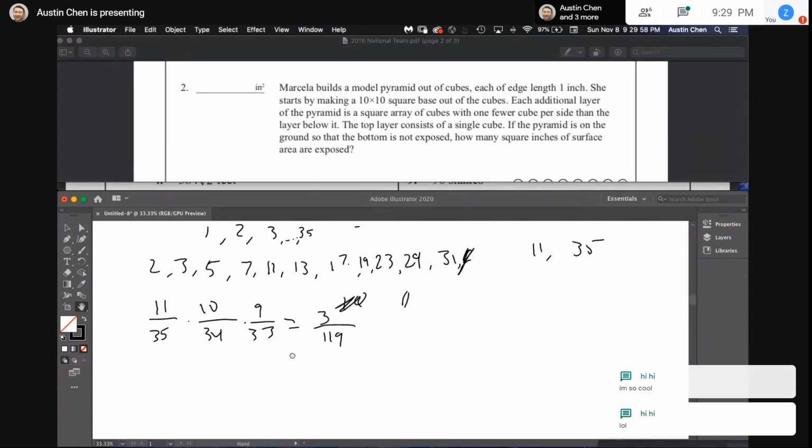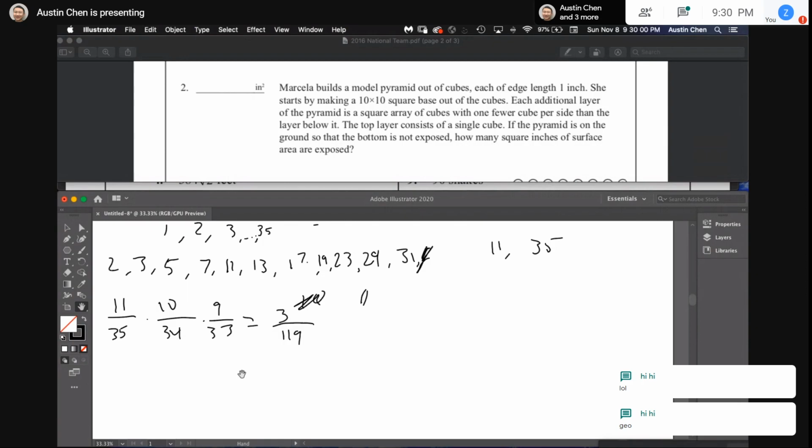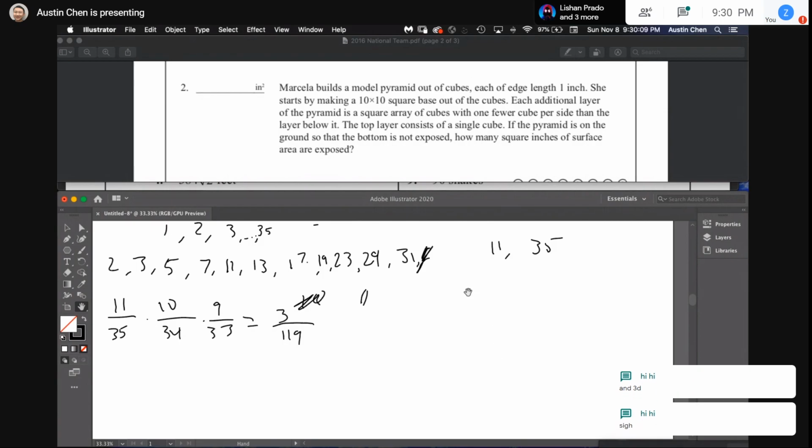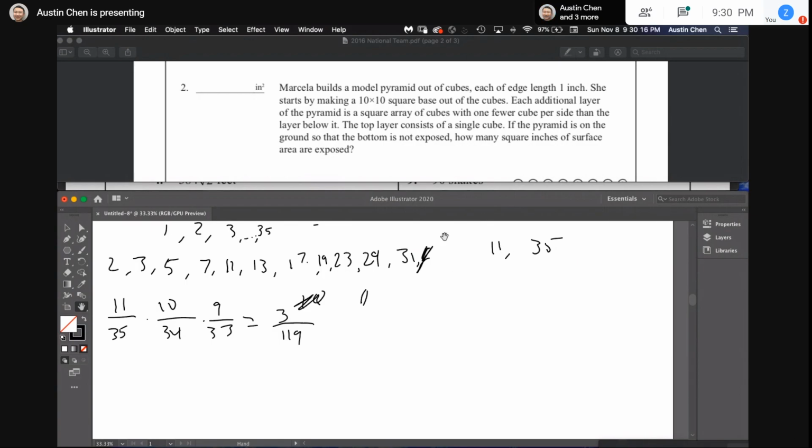Marcella builds a model pyramid out of cubes, each of length 1 inch. She starts by making a 10 by 10 square base out of the cubes. Each additional layer of the pyramid is a square array of cubes with one fewer cube per side than the layer below it. So the second layer will have a 9 by 9 square and then it'll go all the way up, right? The top layer consists of one single cube. If the pyramid is on the ground so that the bottom is not exposed, how many square inches of surface area are exposed?